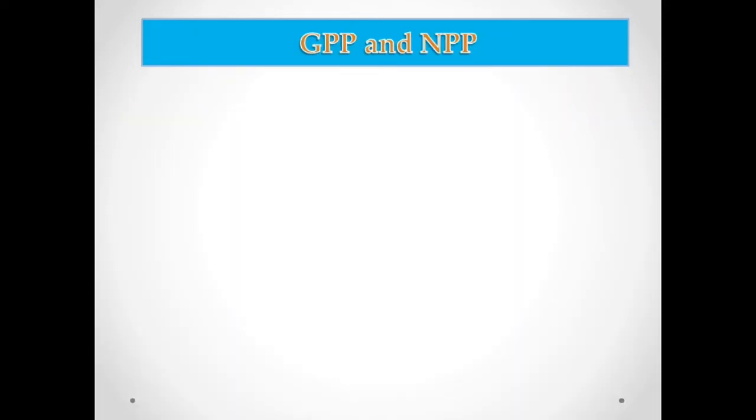So some ecosystems produce plant matter faster than others do. Okay? We can describe ecosystems which produce matter faster than the others by GPP and NPP. Okay, so what is this GPP and NPP?